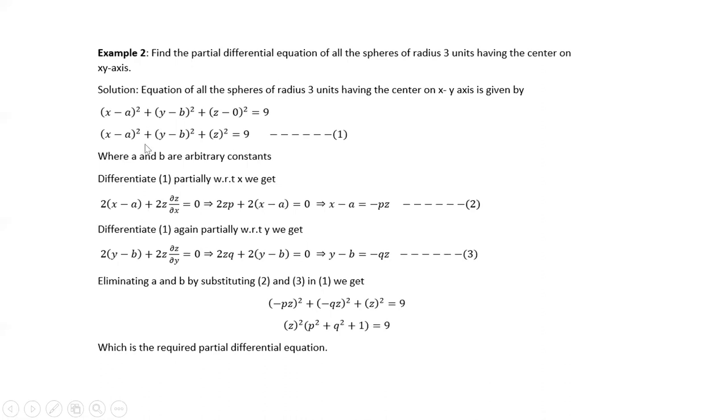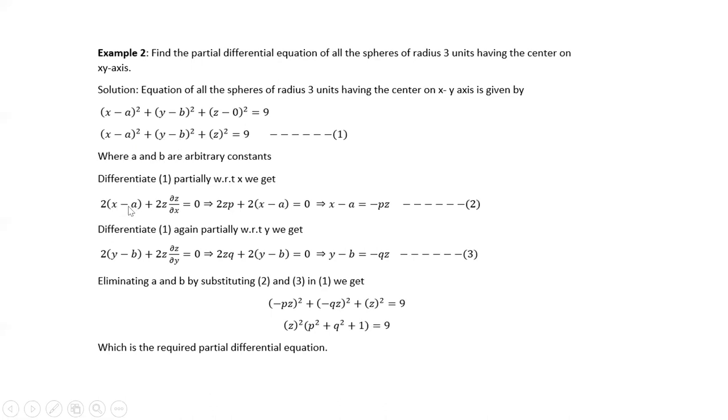So this is our equation 1. So what does this equation 1 represent? That represents a sphere of radius 3 units having center on the x and y axis. So here a and b are the arbitrary constants. Now our first step is to differentiate this partially with respect to x. Remember, y is treated as a constant there.